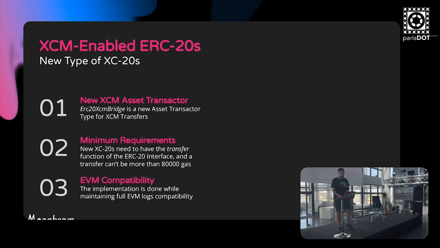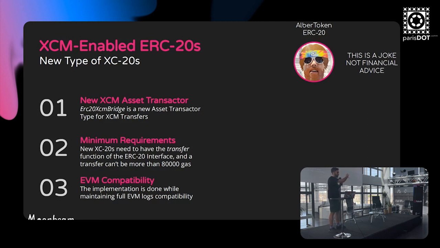So let's do diagrams. I love diagrams. So I created something called the Albert token. And so it's an ERC-20 token on Moonbeam EVM. And by the way, this is not a joke. This is a joke, sorry. This is not financial advice. I mean, this is just a token for example, right?